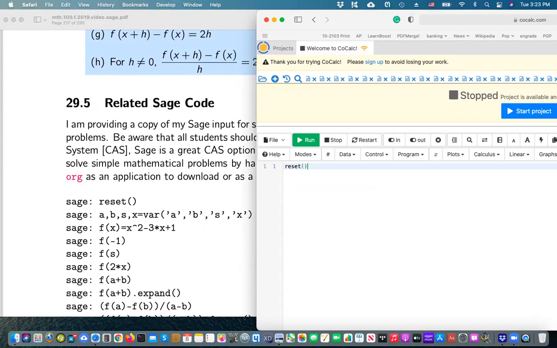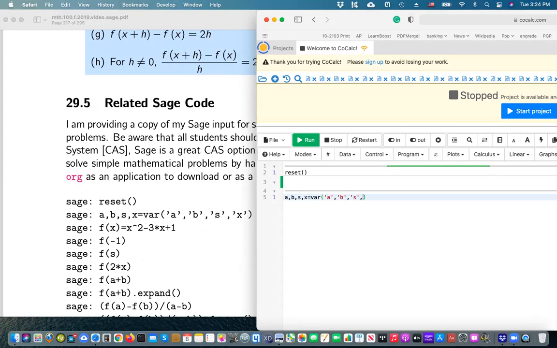Seen this before, right? This looks bad. A, comma, B, comma, S, comma, X. There's 4 variables, right? 4 variables now. And I'm going to say the variables, VAR. And let's type this in, back what I'm seeing. A, B, right, S. Don't worry, if I type wrong, it'll tell me. And X. Shift, return. All right, it's working.